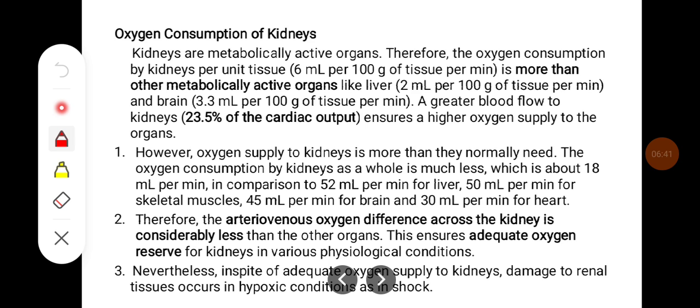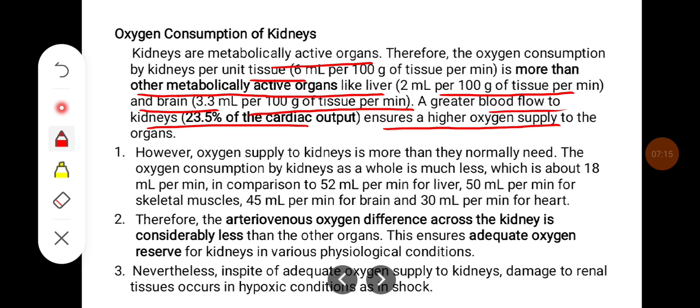Oxygen consumption of the kidney. Kidneys are metabolically active organs. Therefore, the oxygen consumption by the kidney per unit tissue is more than other metabolically active organs like the liver. In the kidney it is around 6 ml per 100 gram of tissue per minute, in the liver it is 2 ml per 100 gram of tissue per minute, and in the brain it is around 3.3 ml per 100 gram of tissue per minute. A greater blood flow to the kidneys, that is 24% of the cardiac output, ensures higher oxygen supply to the organs.